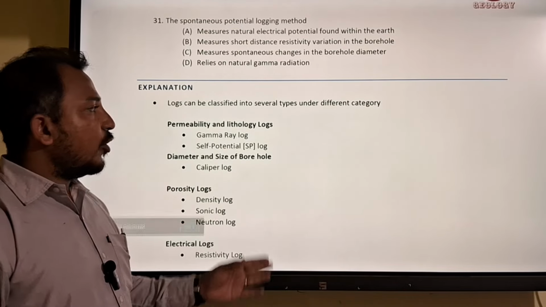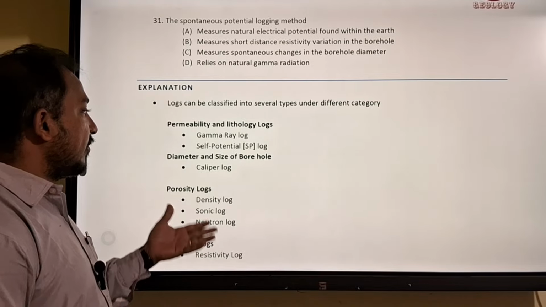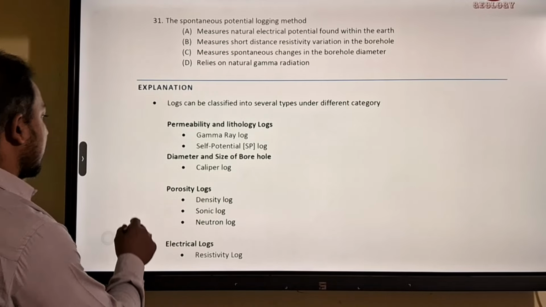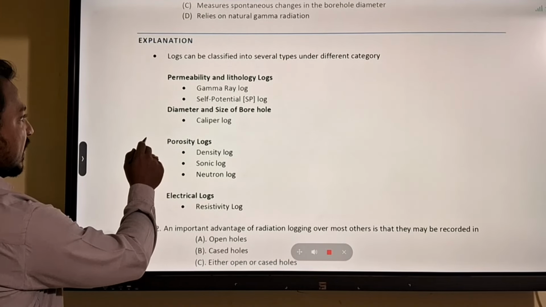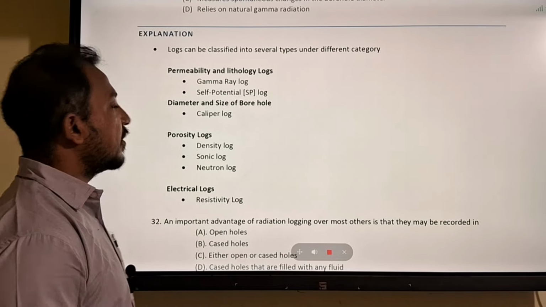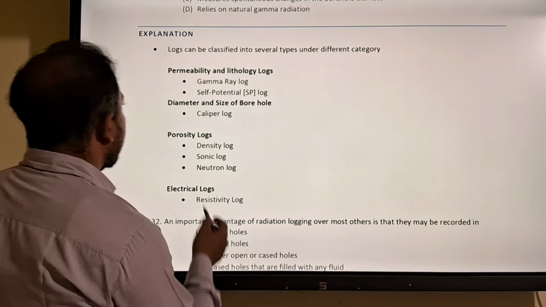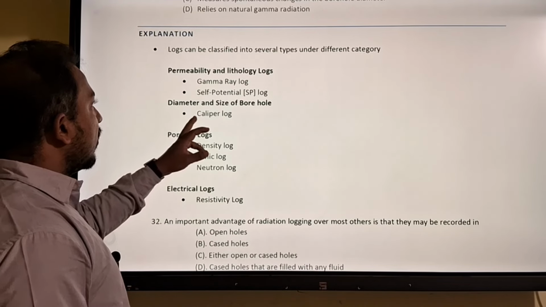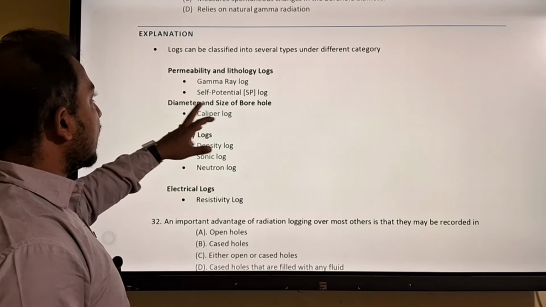So these are different log varieties, which are very helpful for your entrance exam. Questions are asked like which of the following is a porosity log, or which is a permeability or lithology log. So permeability and lithology logs are the gamma ray log and self potential log. These are permeability and lithology logs.